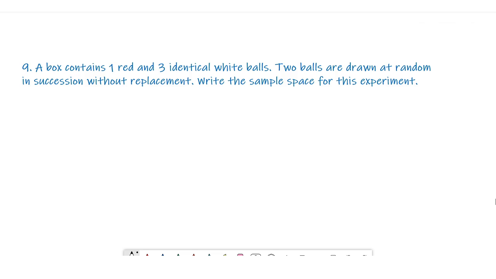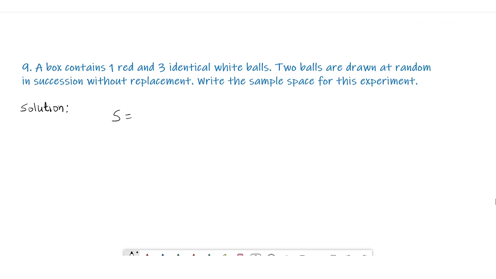Question 9. A box consists of 1 red and 3 identical white balls. 2 balls are drawn at random in succession without replacement. Write the sample space for this experiment. We solve this question like this. As we are not replacing the ball, so our first draw we solve like this. There are 3 identical white balls and 1 red ball in a bag, and we are drawing the ball one by one. So our sample space will be like this.